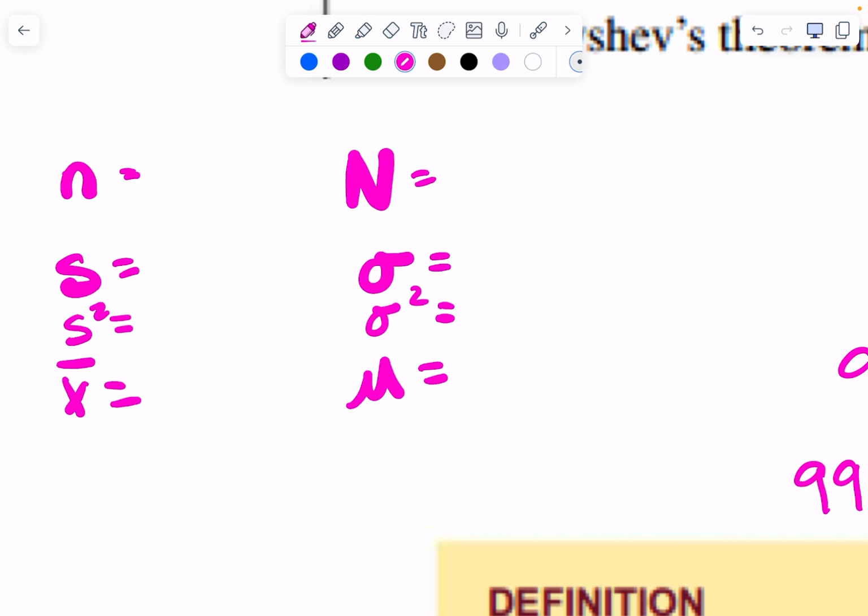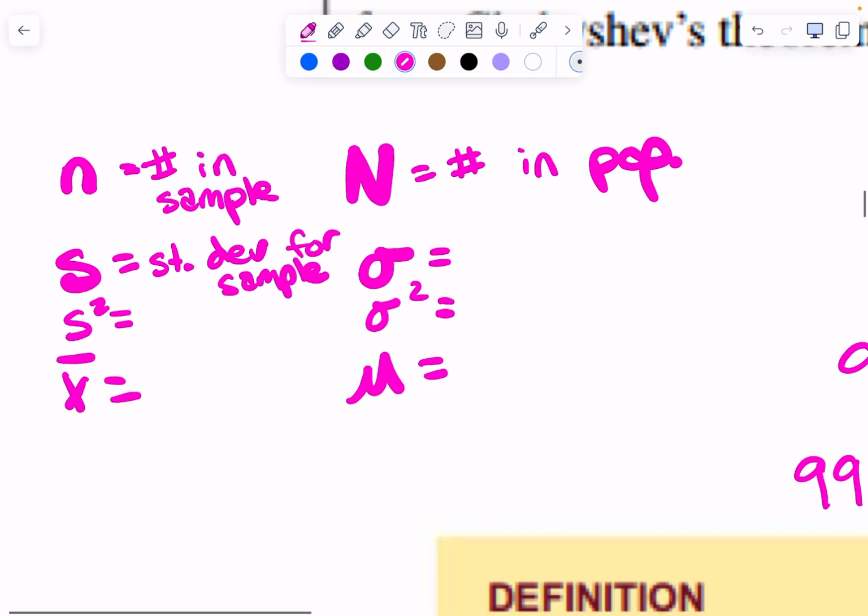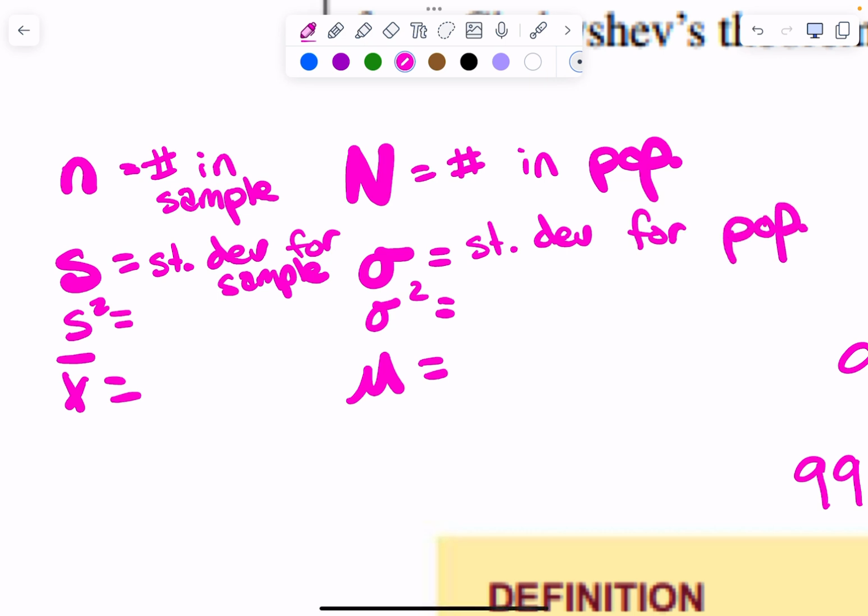What does lowercase n mean? The number in the sample. What does capital N mean? The number in the population. So when they use those variables, that's what they mean. Little s is the standard deviation for a sample. Sigma is the standard deviation for a population. Those are a little bit different variables, but you'll get used to seeing them.